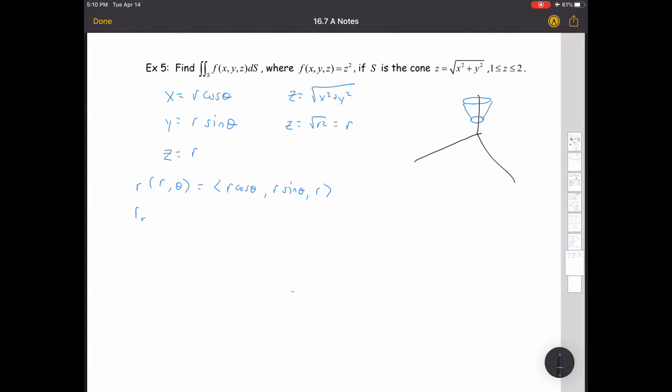Now we have to take the partials because we're going to need the cross product. So we'll do r sub r. With respect to r, this is going to be cosine theta, sine theta, 1. With respect to theta, the partials are going to be negative r sine theta, r cosine theta, 0. Yeah, that's right. Got to do the cross product. Oops, that should be an r down there.